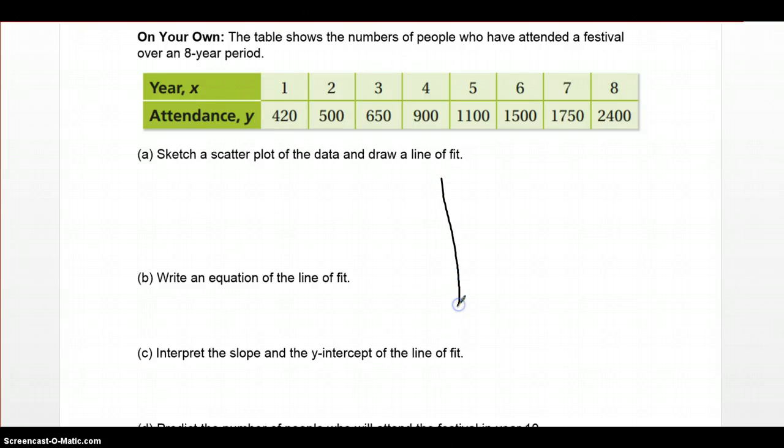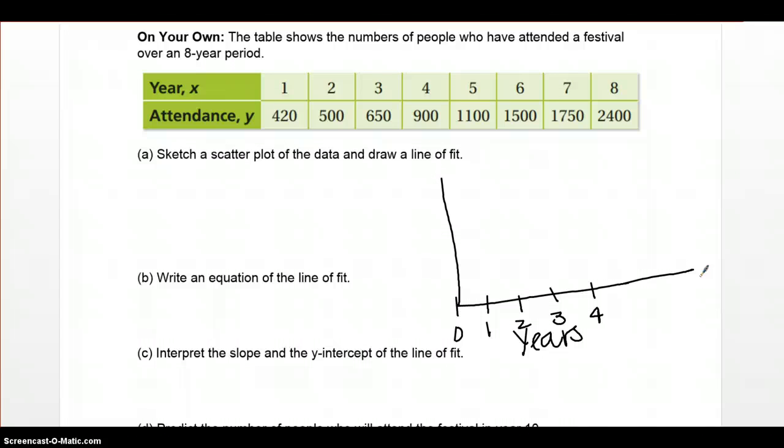So I will give you a couple guidelines here. Down here I want years. So I want 0, 1, 2, 3, 4, all the way to 8. And then your attendance starts at 420, and then goes up to 2,400. So think about some ways you could count by. I maybe would count by 400, and this would be 800 and 1,200 and so on. Okay, so do that one on your own, and I will see you tomorrow.